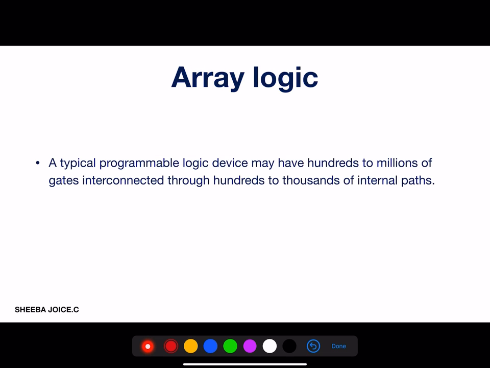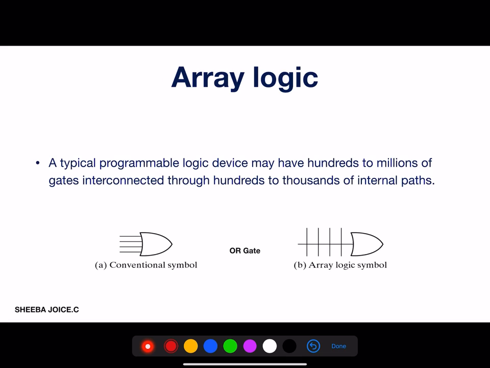Array logic. A typical programmable logic device may have hundreds to millions of gates interconnected through hundreds to thousands of internal paths. So for this, we are going to see how to construct a gate. Here, we can consider an OR gate. This is the conventional symbol of an OR gate. We have 4 inputs to the OR gate and 1 output. This is how we represent the inputs to a conventional OR gate.